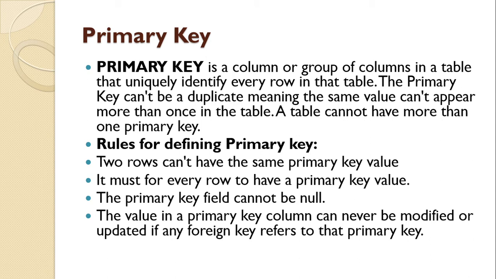Now the rules for defining the primary key. There are several rules to define the primary key. First one is two rows cannot have the same primary key value. It means every value in a primary key must be unique. Next, it is a must for every row to have the primary key value. That is, we cannot leave a primary key row empty. Next, primary key field cannot be null.